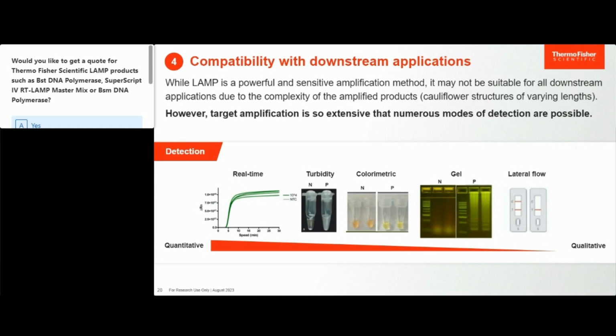Here you can see detection methods that can be used together with LAMP. If your research requires amplicon quantification, we suggest using real-time detection by adding DNA binding dyes that allow you to observe results in real time. If qualitative detection is enough, the best choice is to visualize DNA after the amplification reaction is complete by adding dyes for colorimetric detection, or running your amplified sample on an agarose gel, or utilizing the lateral flow detection method.